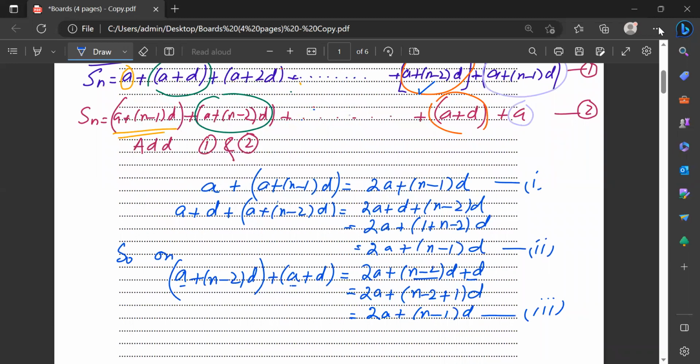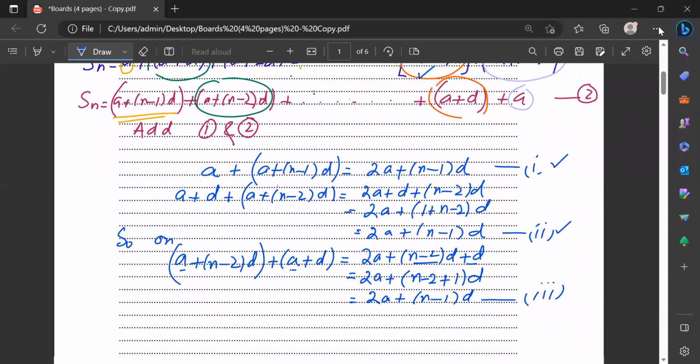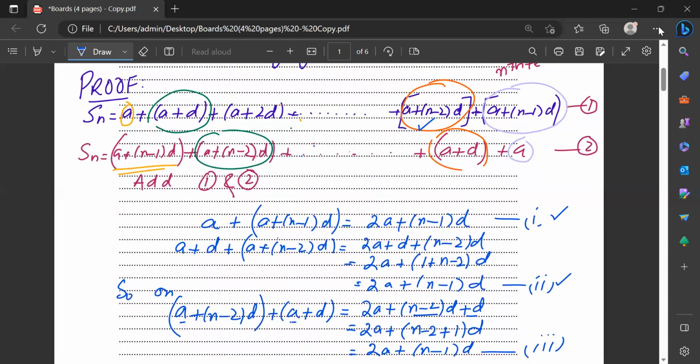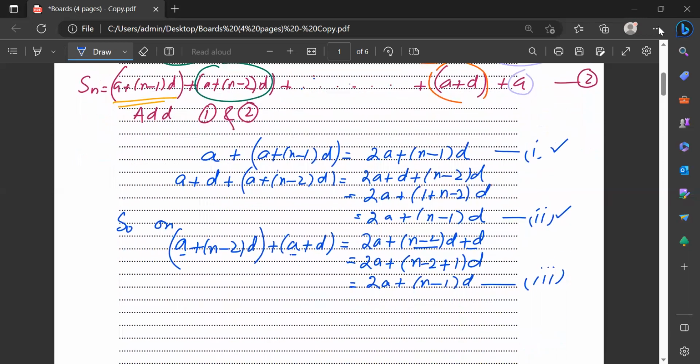So a plus (n minus 1) into d is coming from here. When I added the second term to the second term of the second equation, the answer is the same. When I added the second last term to the second last, it is the same. And yes, the last term is a plus (n minus 1) into d, added to a, the last term of the second. So a plus a is 2a, plus, I'm just writing d terms, (n minus 1) into d, that's it.